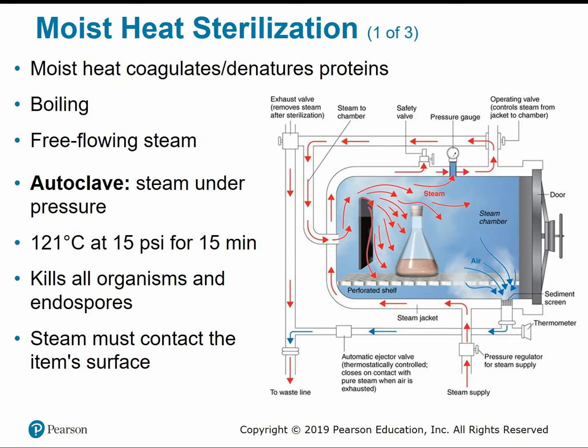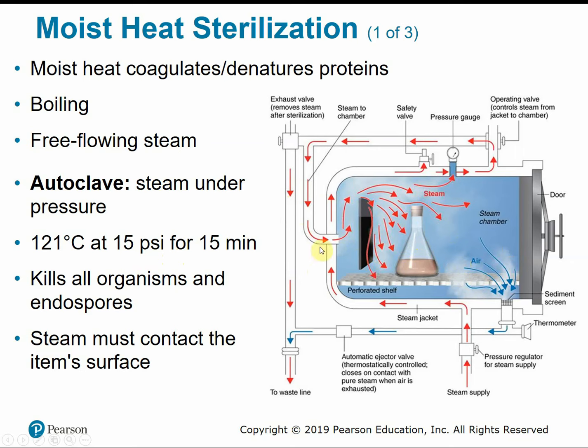In lab, to sterilize our lab equipment and media, we use an autoclave, which utilizes steam under pressure. It's about 121 degrees Celsius at 15 pounds pressure per square inch for 15 minutes. That high pressure steam kind of washes over the objects we put in there and sterilizes them.